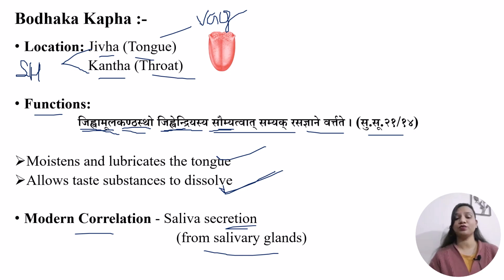Okay, so I hope you understand Bodhak Kapha. It is located in Jivha, the tongue, and it performs two major functions. First, it moistens and lubricates the tongue and allows the taste substances to dissolve, so that taste perception can be gained.